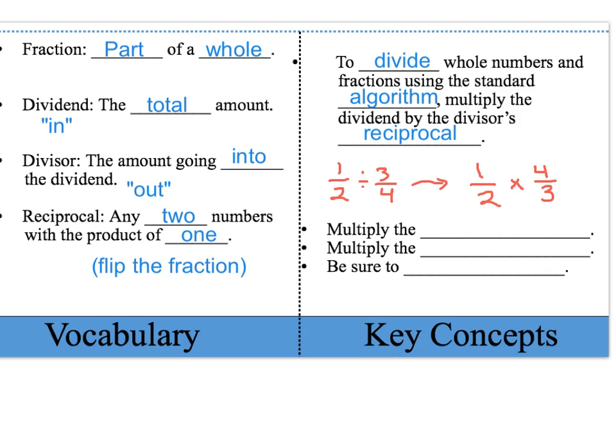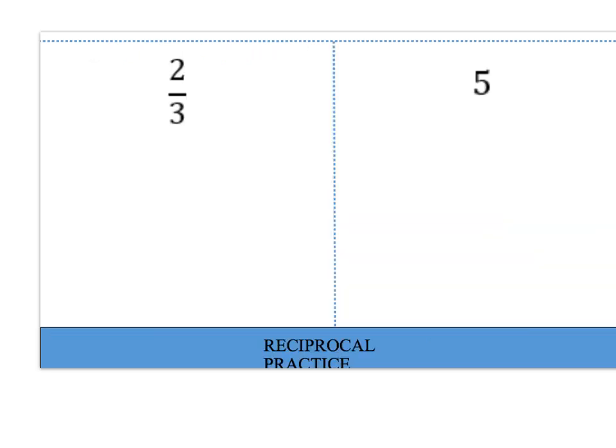To do that, you would multiply the numerators. Then you would multiply the denominators. And always be sure to reduce your answers. So in order to reduce, let's try to start cross-canceling so that our answers are fully reduced. So we're going to use these key concepts to solve the following problems.